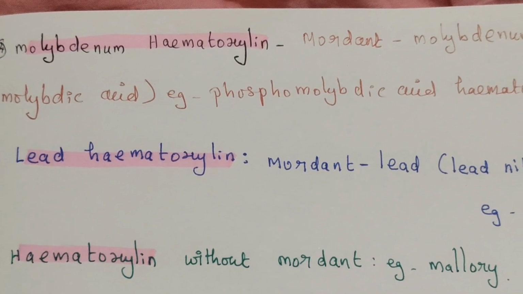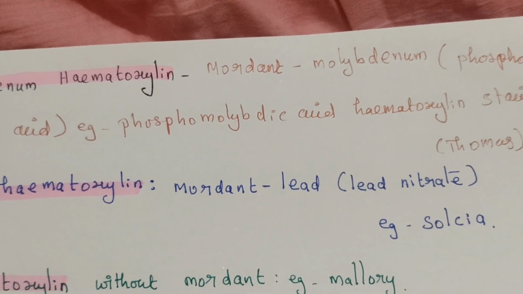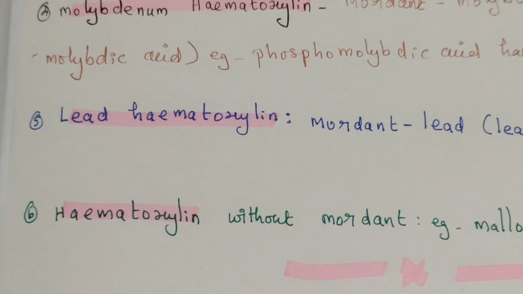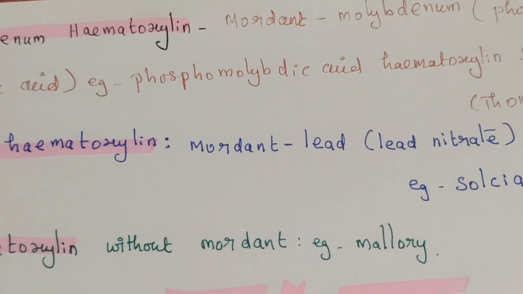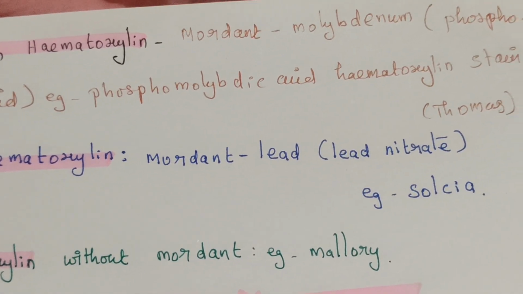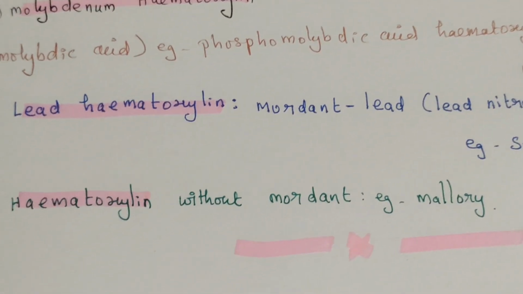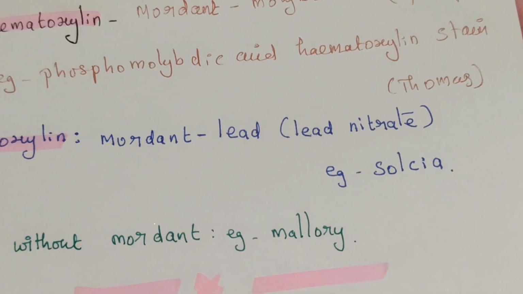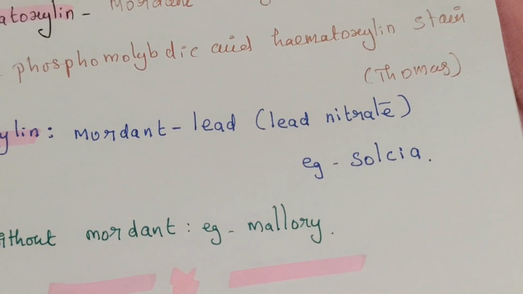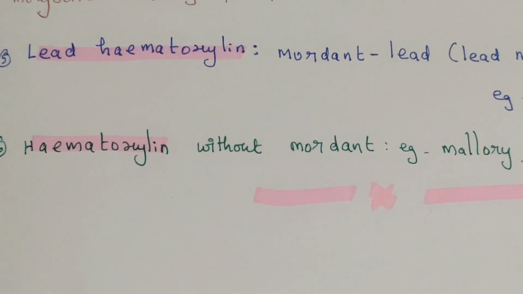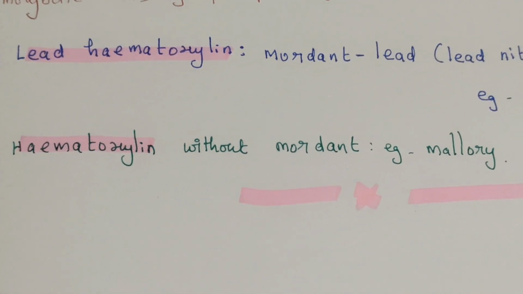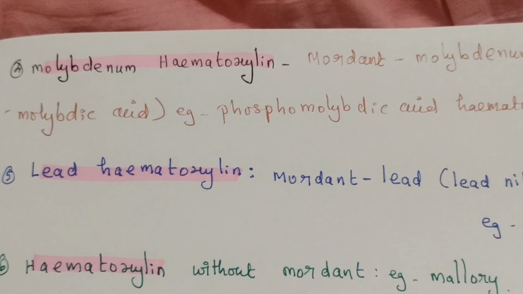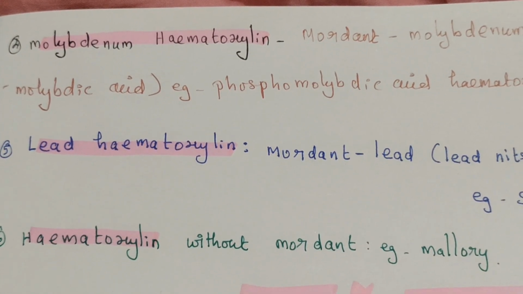The fourth is molybdenum hematoxylin, where the mordant is molybdenum, phosphomolybdic acid. Example: phosphomolybdic acid hematoxylin stain. Then lead hematoxylin, where the mordant is lead. Example: Solcia's. The last is hematoxylin without a mordant. Example: Mallory's. So these are the classifications: molybdenum, lead, and hematoxylin without mordant.